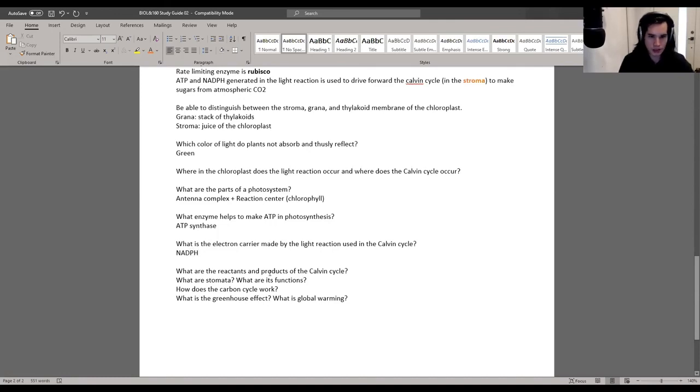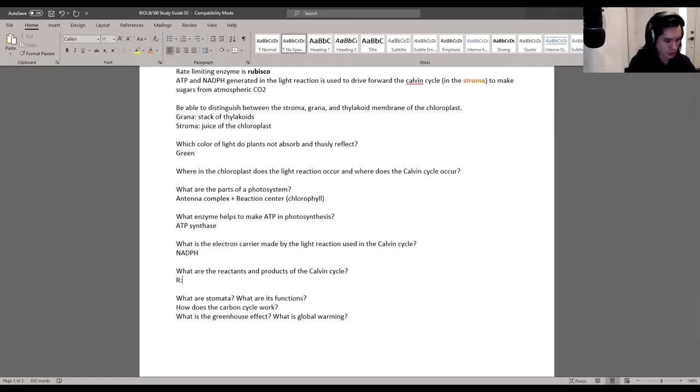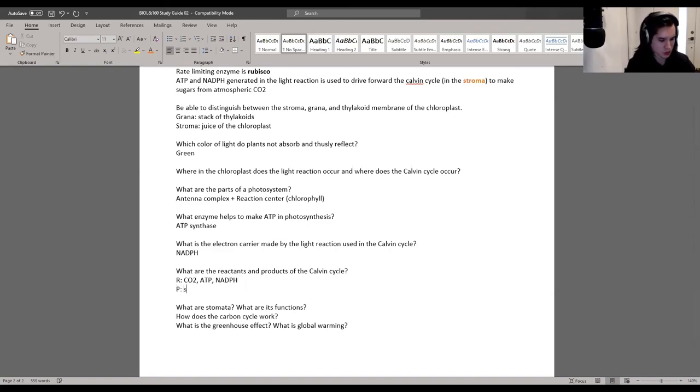What are the reactants and products of the Calvin cycle? So the reactants would be CO2, ATP, NADPH. So those are things going into it. That's what we mean by reactants. What's going into it? And then the products: sugars.